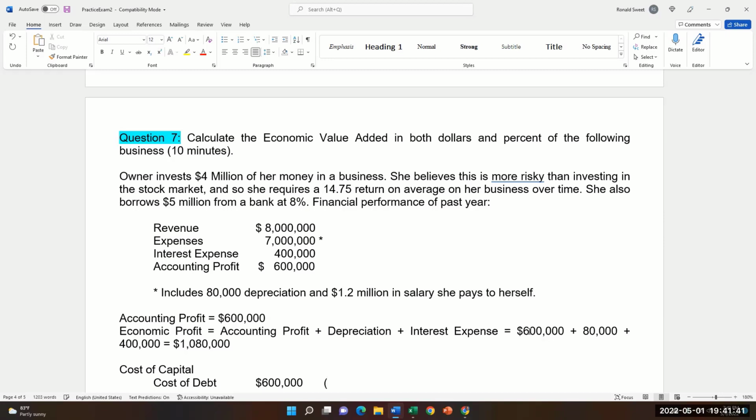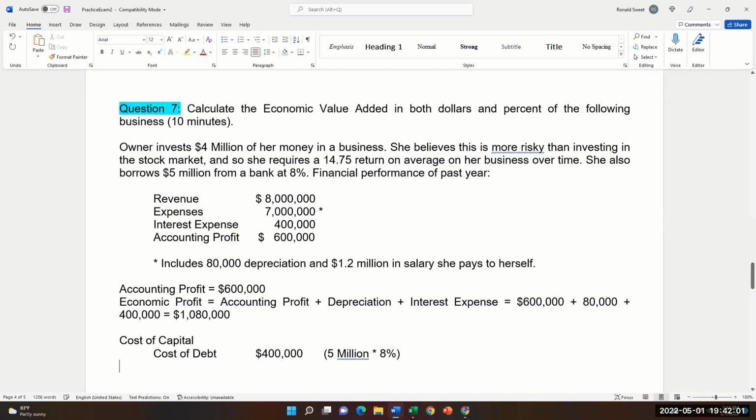Well, she borrowed 5 million at 8%. Whoops. Oh, my interest expense is 400,000. Hopefully y'all caught that. Times 8%. But you have it. You don't have to calculate it, but if you want to just double check. See, in that case, double checking actually saved me because I accidentally typed the accounting profit instead of the interest expense. And then the cost of equity, you do have to calculate this one.